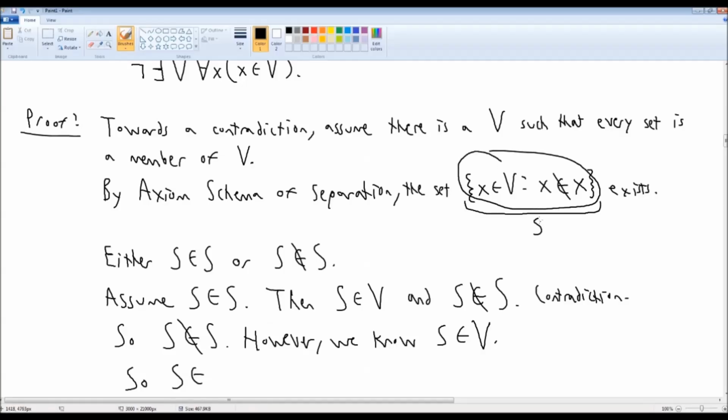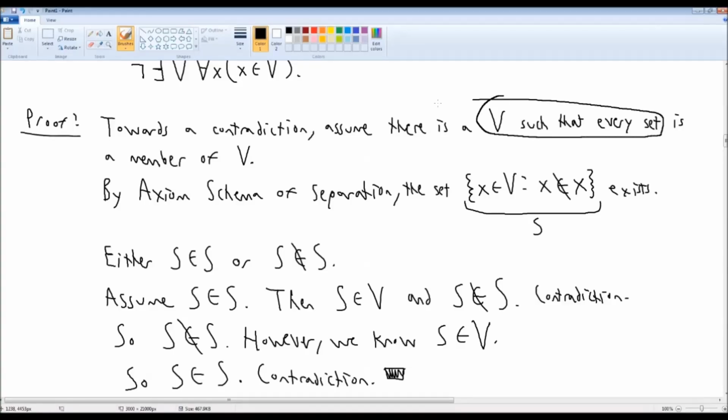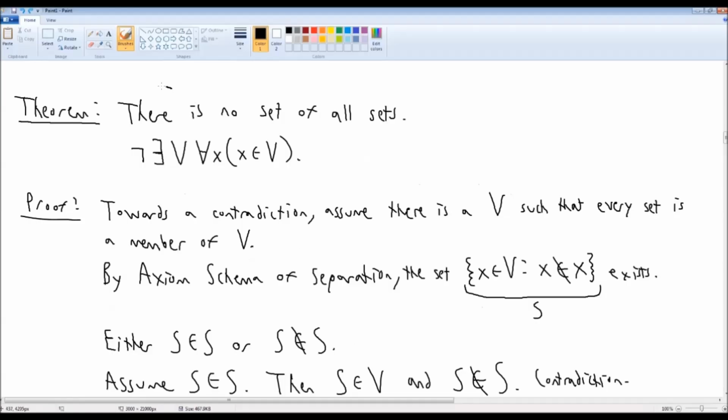And what is the set called again? Oh, look, it's called S. And see the problem here? On the one hand, S is not a member of S, but on the other hand, S is a member of S. So this is a contradiction. So no matter what happens, we get a contradiction. So therefore, our assumption that there is a set of all sets was wrong. Therefore, there is no set of all sets.